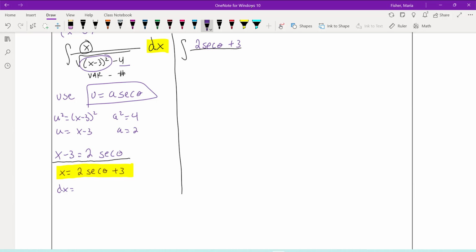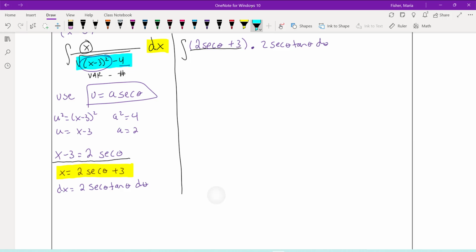Well, the derivative of 2 secant of theta is 2 secant theta tangent of theta. The derivative of 3 is 0, we don't need to write that. And then d theta. So here we're going to be multiplying by 2 secant of theta tangent of theta d theta. Finally, I need to get rid of the radical on the bottom. How do I do that?